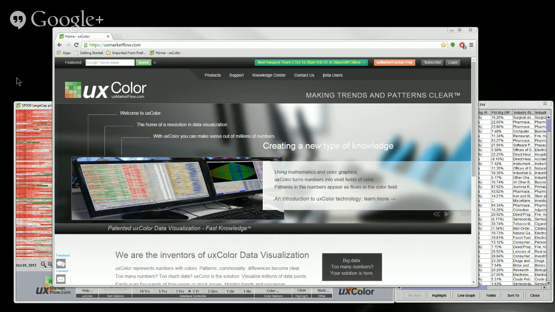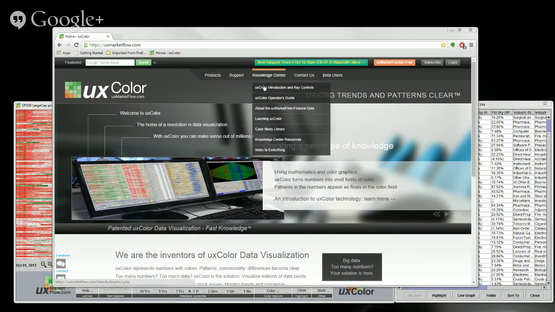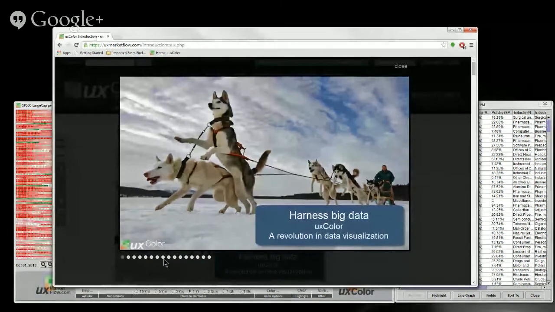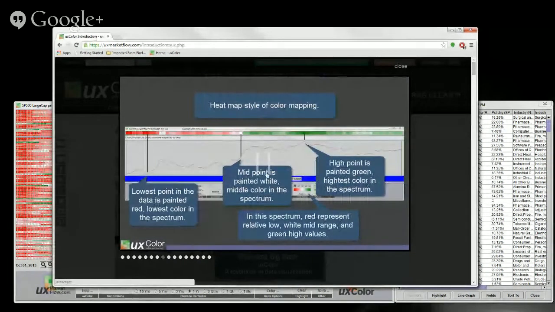I want to explain uxColor first of all. This is our website. I'm going to go into the introduction. This is a slideshow, and I'm going to use one of these slides to explain uxColor. So this is a heat map of a line graph. In a heat map, there's a spectrum. In this spectrum, red indicates relative low, white mid-range, and green relative high values. That's relative to the period of time that you are color mapping, and that's called the interlace window. So in these 83 points of this line graph, red is the low point, white is mid-range, and green is the high point. I'm going to step forward one slide.